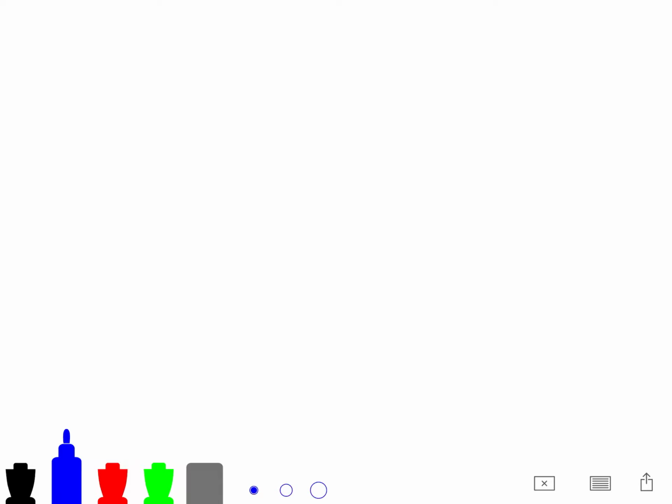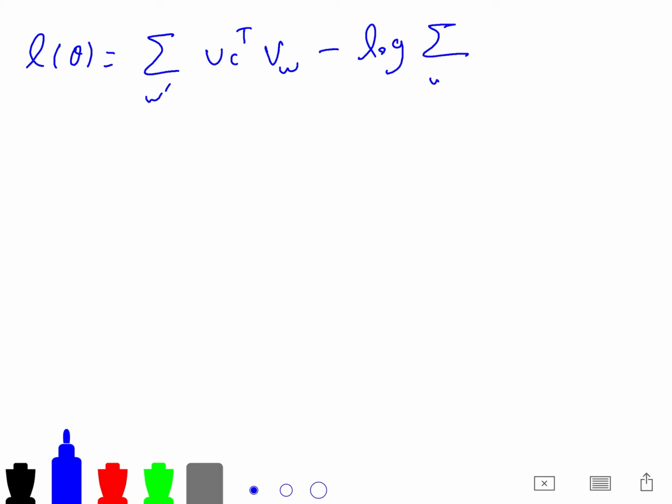So what we can do is just take the log. So L of theta is just taking the log, getting rid of those exponentials, so it becomes VC transpose V omega, but we still have the log and the summation over W prime of VC transpose VW. And just like for any problem, we take the derivative with respect to the variables that we have.